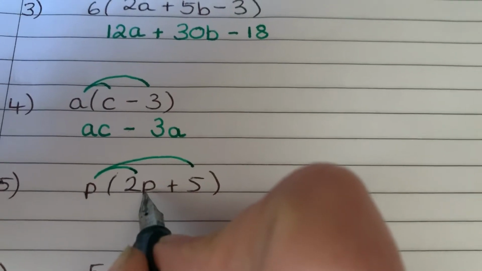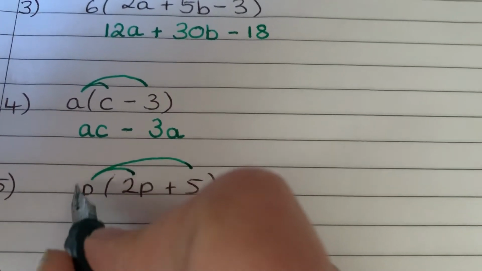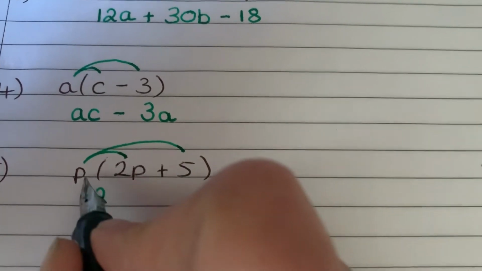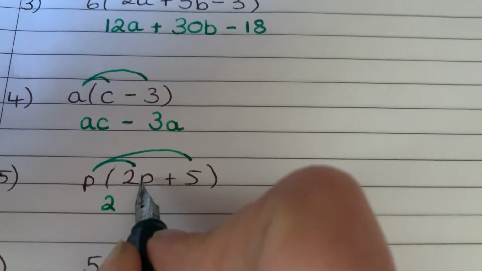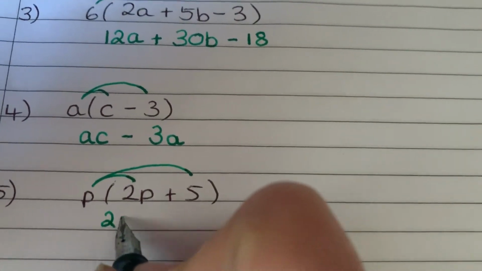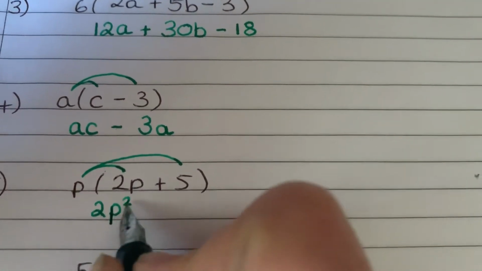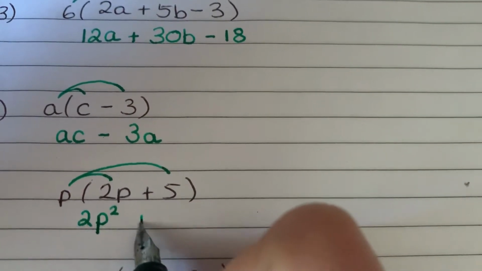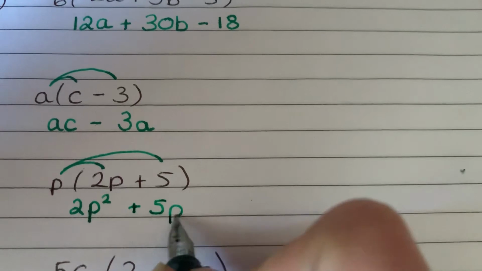P times 2P. Now, there's no number there. Essentially, it's a number 1. So 1 times 2 is 2. P times P. Now, you're probably thinking I'll just push them together to make PP, but we write P squared. So because there's 2 P's, we write P squared. Then I've got P times 5, which is 5P.